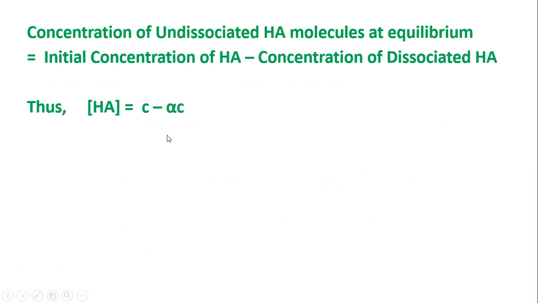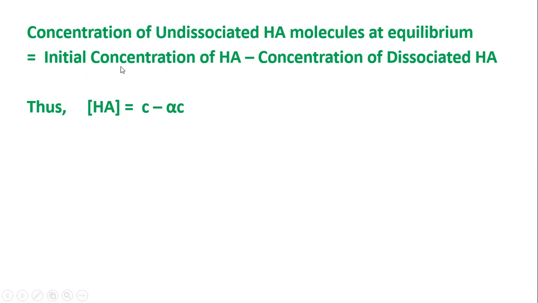Now, the concentration of undissociated HA molecules at equilibrium will be equal to the initial concentration of HA minus the concentration of dissociated HA molecules. इसका मतलब क्या है कि अगर आपको अनडिसोसिएटेड HA molecules का अमाउंट पता करना है कि कितना एसिड उसके मोलिकुलर फॉर्म में है, तो आपको क्या करना पड़ेगा, you will have to subtract the dissociated HA amount, dissociated acid amount from the total acid amount.